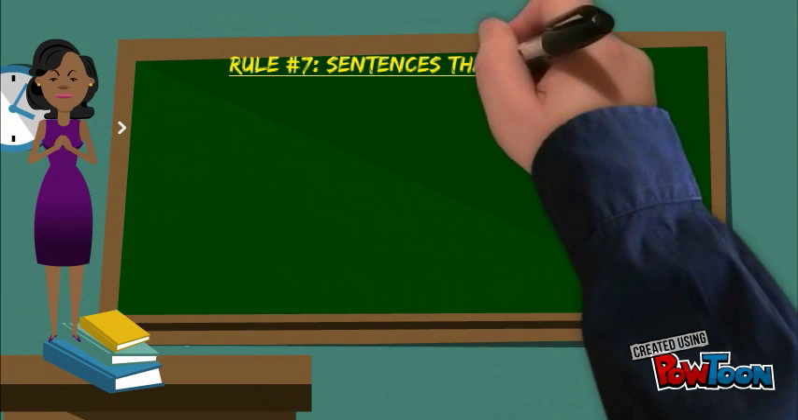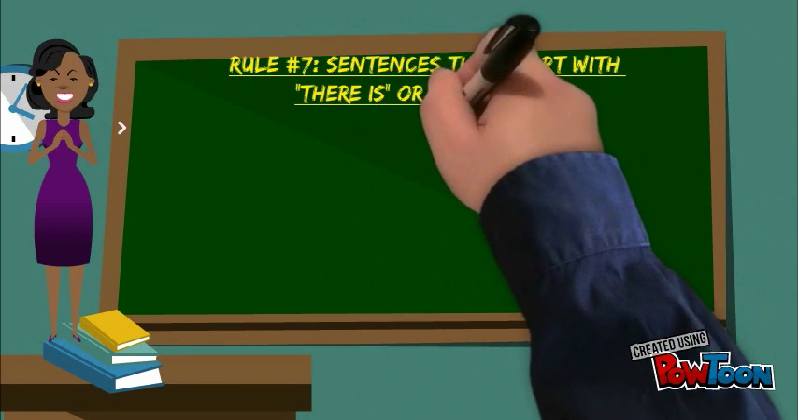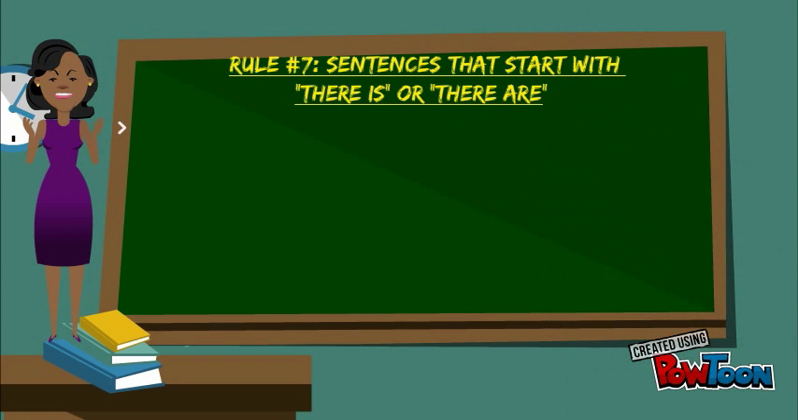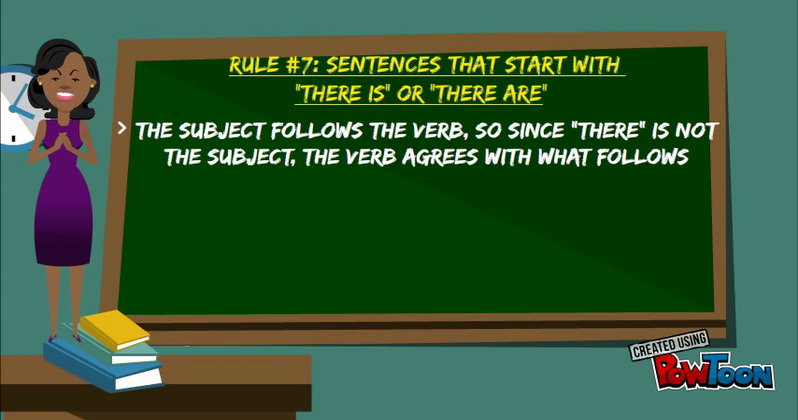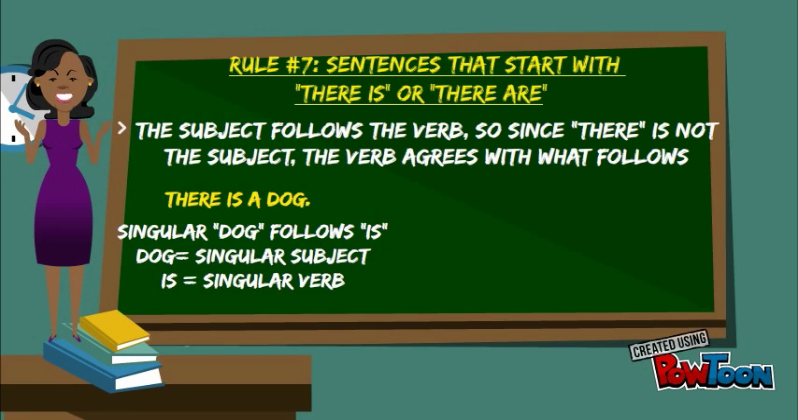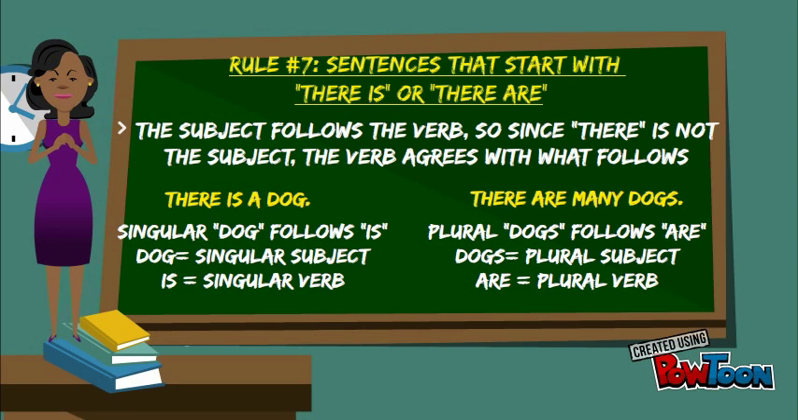Rule number 7, sentences that start with there is or there are. The subject follows the verb, so since there is not the subject, the verb agrees with whatever follows. Look at the examples below and notice how the verb depends on the subject that comes after.